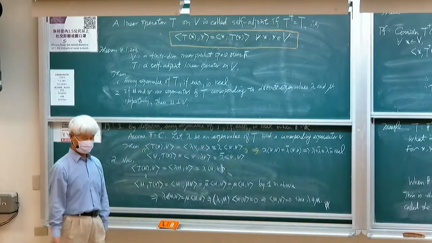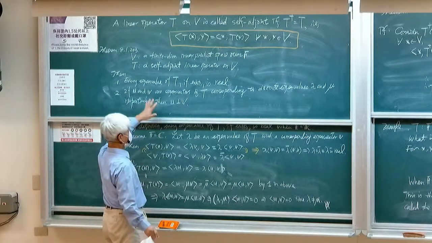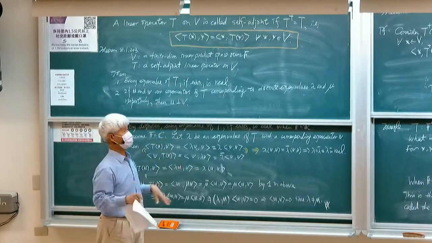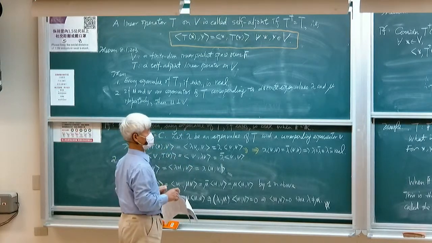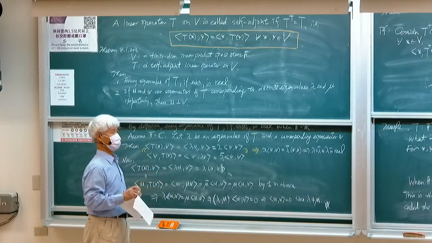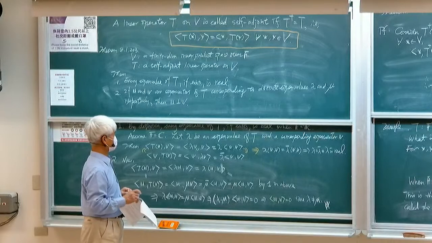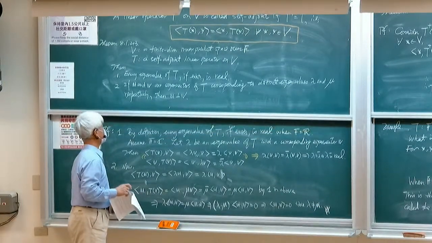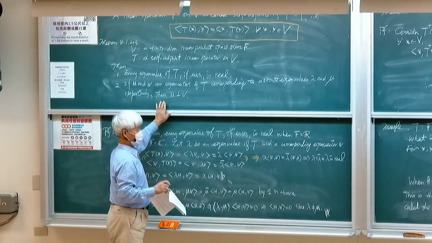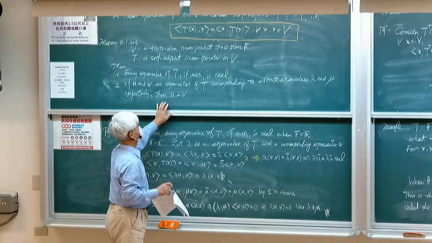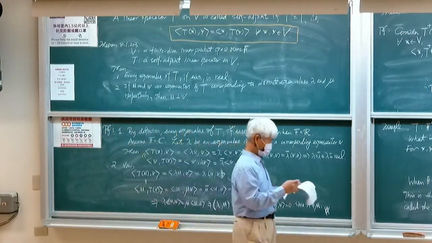So for self-adjoint linear operators, if we have two eigenvectors corresponding to distinct eigenvalues, then they are orthogonal to each other. This is a salient feature of self-adjoint linear operators. Another salient feature is that every eigenvalue of a self-adjoint linear operator should be real.